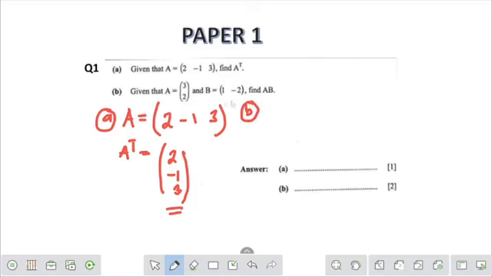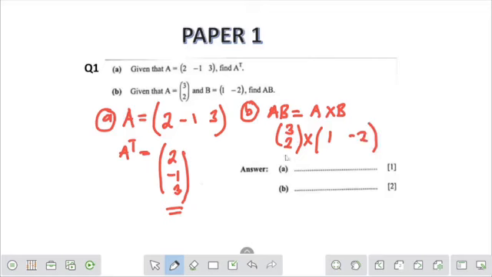Under question B, they are saying, given that A is equal to this matrix, B is equal to this matrix, find AB. AB means we are multiplying matrix A with matrix B. So what is the product of matrix A and B? To find the product, where there is A, we put the matrix for A, which is 3 and 2, times where there is B, we put the matrix for B, which is 1 and negative 2, like this.